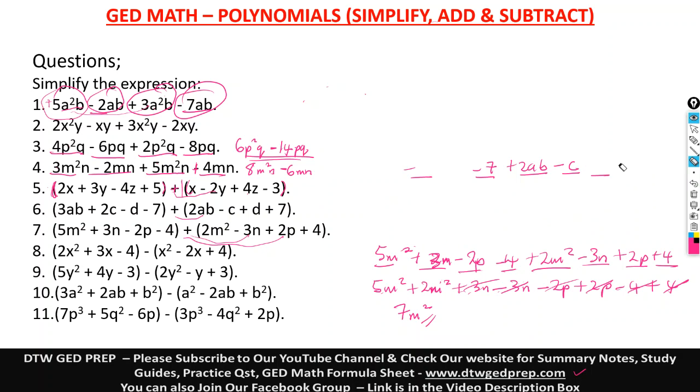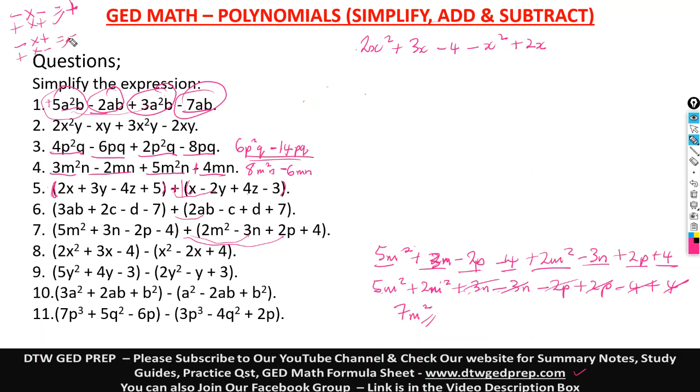Now, subtraction becomes very tricky. We have to be careful with our signs. Okay, so for number 8, since the first parenthesis has nothing here, we just open up, it gives us 2x squared plus 3x minus 4. Now, there's a negative here. So we do a negative times x squared, it gives us a negative x squared. We do a negative times negative 2x, it gives us a positive 2x. Remember our sign rules, negative times negative is a positive. Positive times positive is also a positive. Negative times positive is a negative, and positive times negative is a negative also.